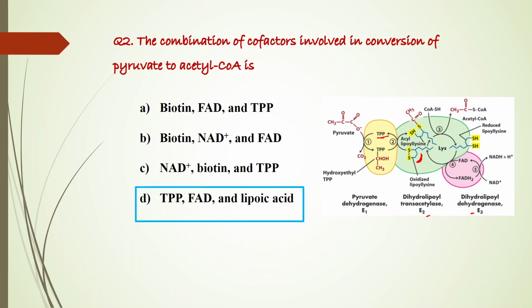And in the third case, you can again see this pink colored one. This is the E3 subunit of the enzyme, and which cofactor is involved in this case? FAD, which is getting reduced to FADH2. So what are the cofactors we got? TPP, lipoic acid and FAD. So what should have been the correct option for question number 2? Option number D. These are the cofactors that are involved in the overall conversion of pyruvate to acetyl-CoA.